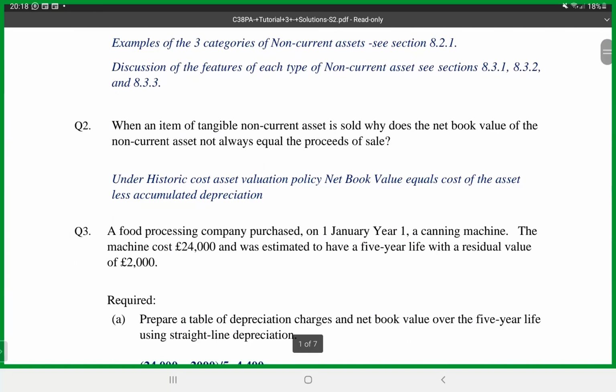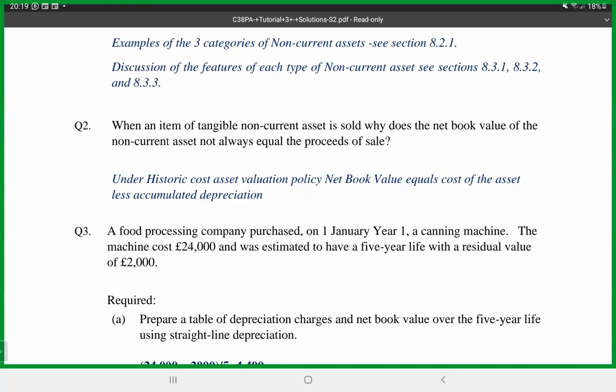Then on question number 2, it was saying that when an item of a tangible non-current asset is sold, why does the net book value of the non-current assets not always equal the proceeds of the sale. So it was said that it is because the asset valuation policy says that the net book value should equal the cost of the asset minus accumulated depreciation, which is what you answered already in your explanations. You were able to follow through.